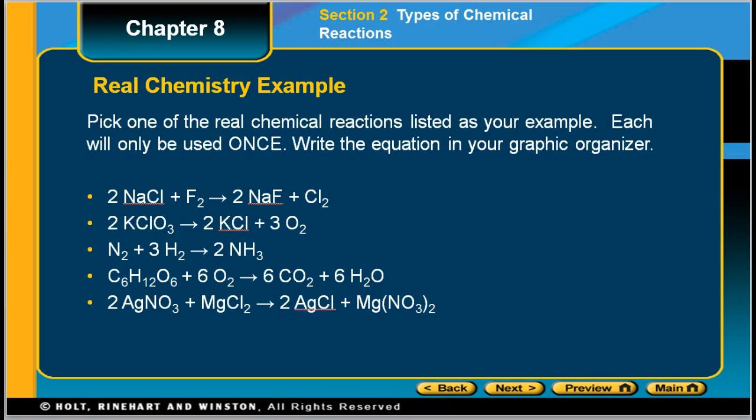Looking at the real examples, you can see the first 3 choices we've already used. So this one is an example. It uses the last: 2AgNO3 plus MgCl2 makes 2AgCl and Mg(NO3)2.